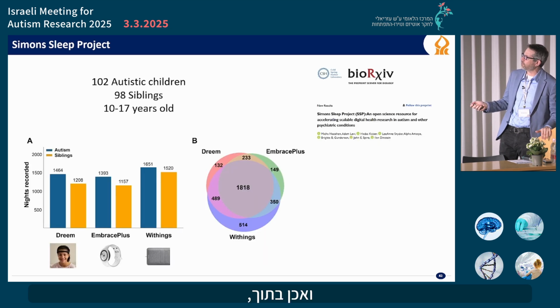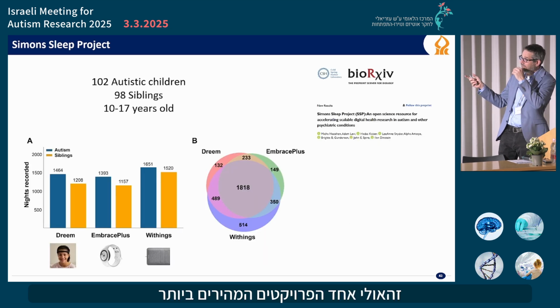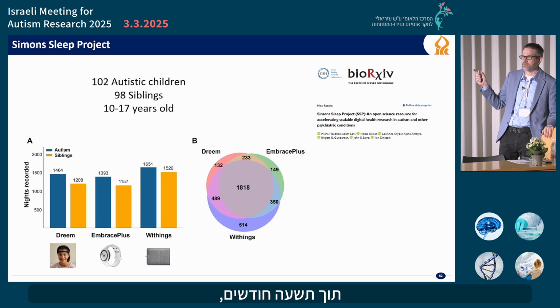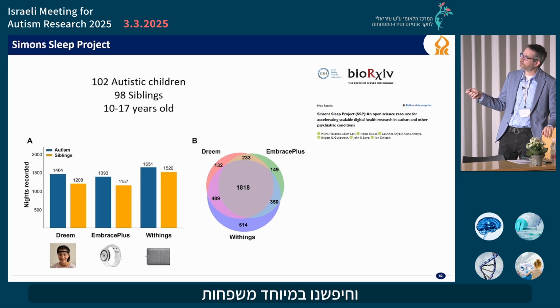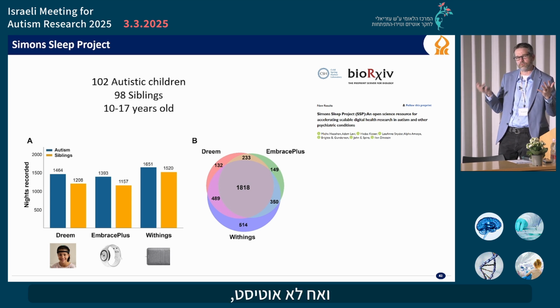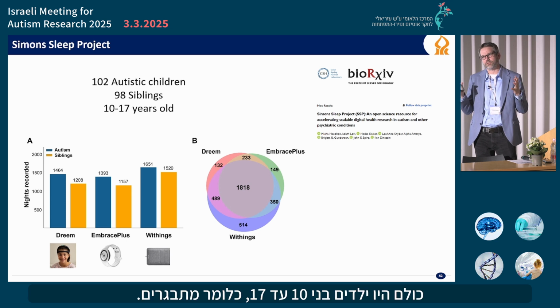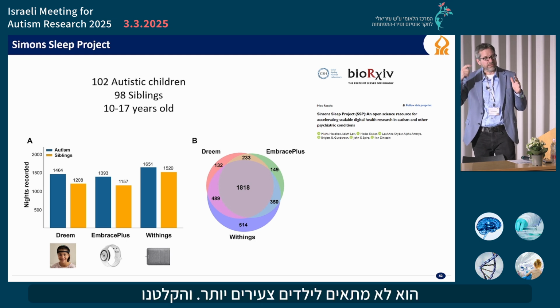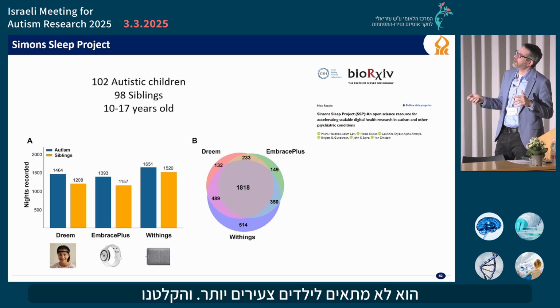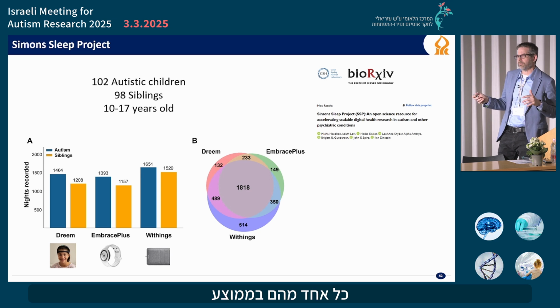And indeed, this is maybe one of the fastest projects I think I've ever done. Within 9 months, we collected data from 102 families, and we specifically looked for families where there was one autistic child and one non-autistic sibling. These were all 10 to 17-year-old kids, so adolescents, because the headband is a bit big, it doesn't fit younger kids. And we recorded each one of them on average for 18 or 19 days.